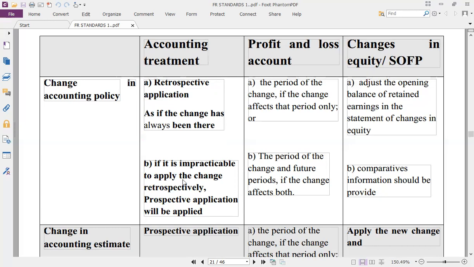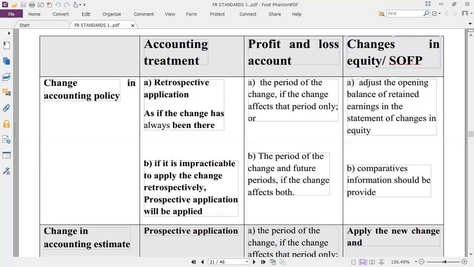You know that there was a section: if it is impracticable to apply the change retrospectively, then prospective application must be applied. So profit and loss, what do we do? In the period of the change, if the change affects that period only, then the period of the change, and the future periods if the change affects both. The statement of changes in equity, what do we do? Adjust the opening balance of the retained earnings in the statement of changes in equity, and then the comparative information should be provided.